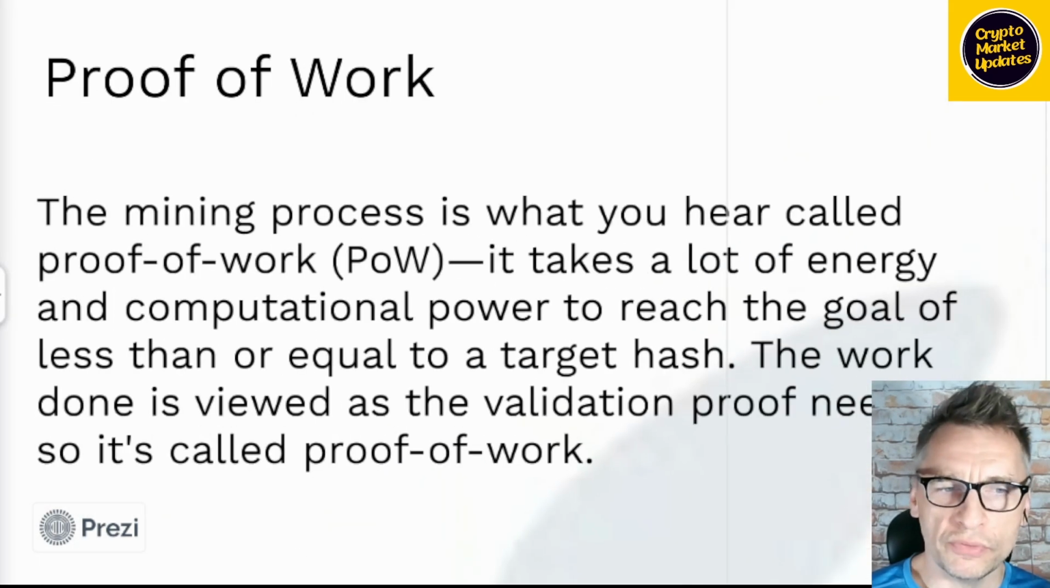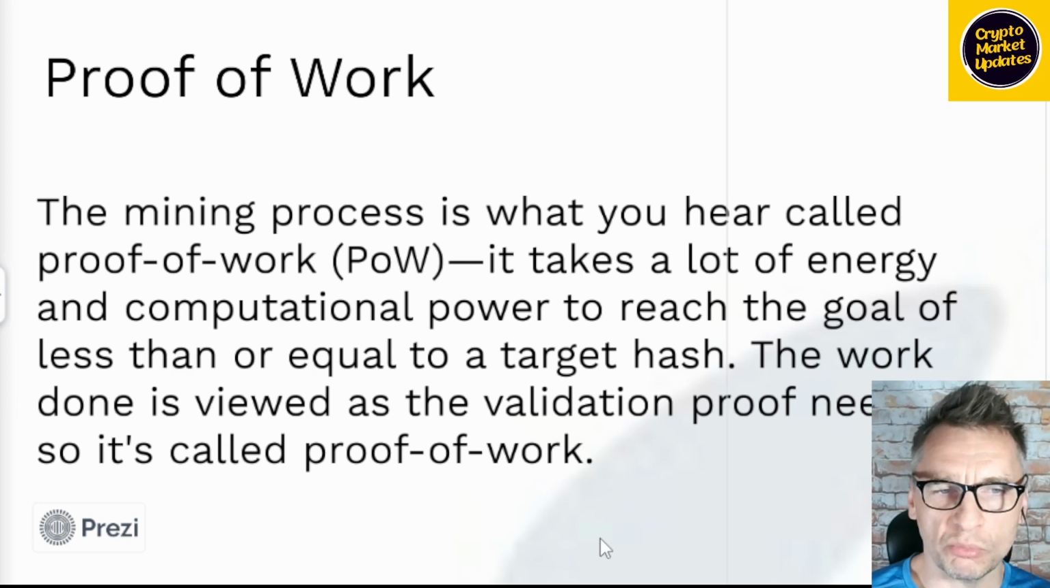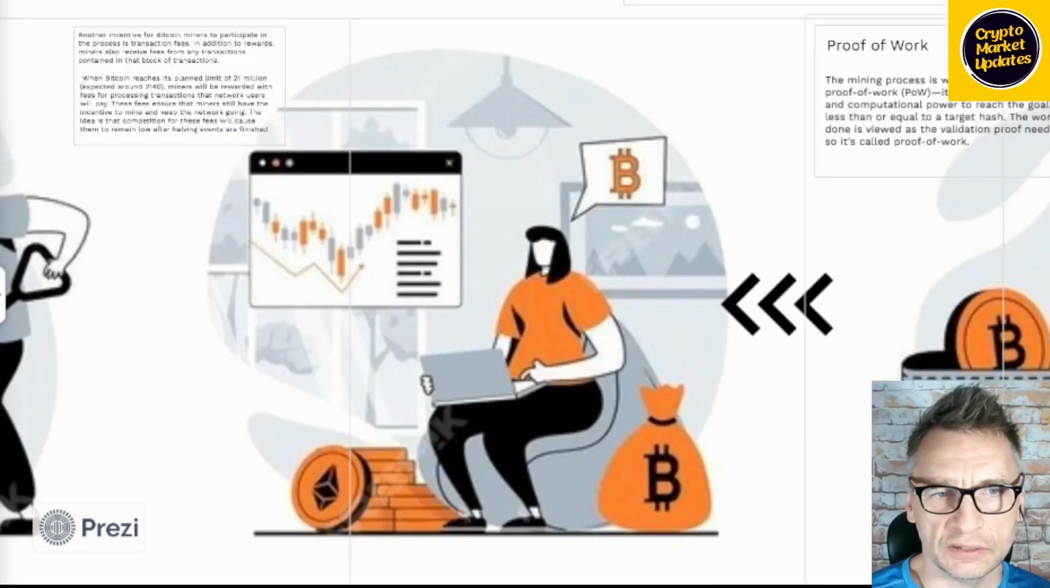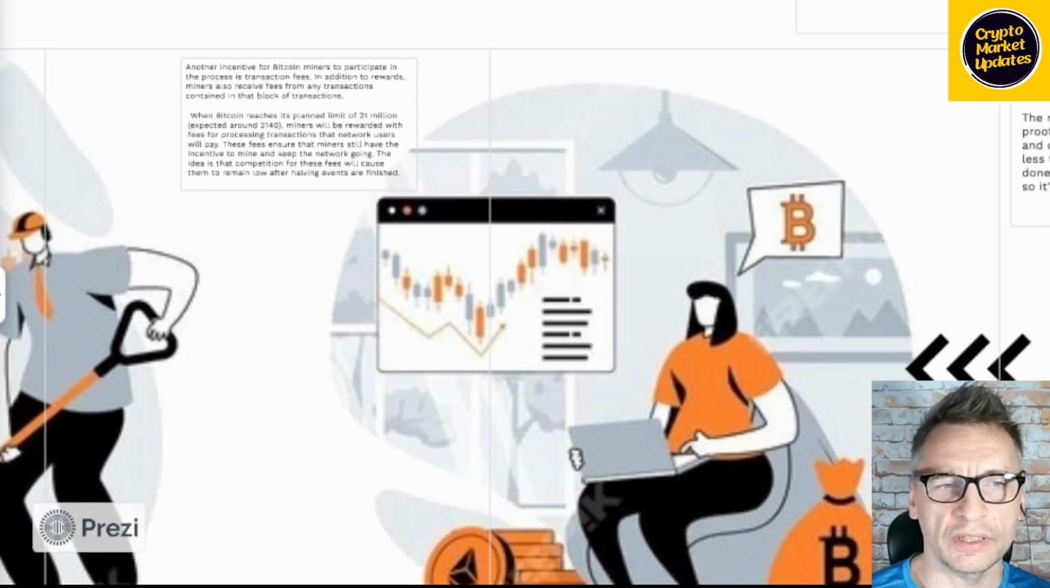This is called proof of work. The mining process is what you hear called proof of work. It takes a lot of energy and computational power to reach the goal of a hash less than or equal to the target hash. The work done is viewed as the validation proof needed, so it's called proof of work. You will see a lot of POW acronyms, and that's what they refer to.